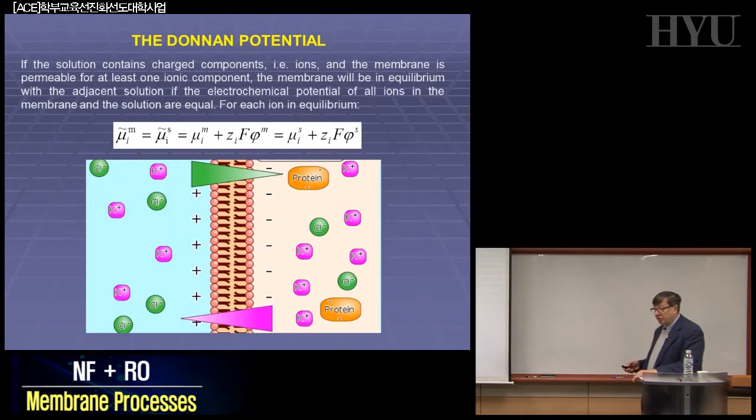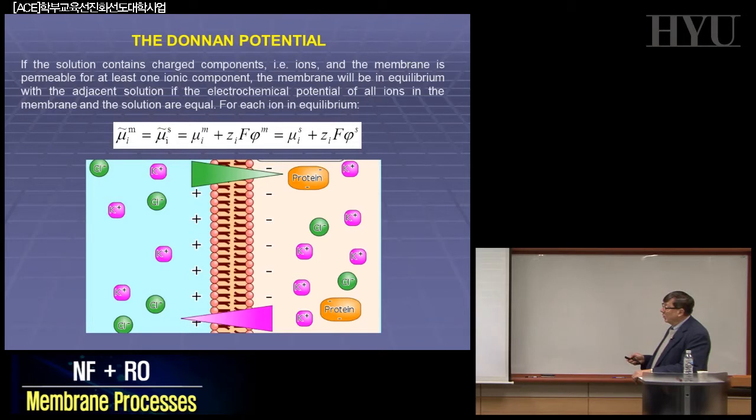Now, what is the Donnan potential? If we have a solution containing ions, charged components, and a membrane that separates these two solutions, assuming that at least one of the ions can permeate and go across, if we want to have equilibrium in the system at the interface between the membrane and the solution, the electrochemical potential of the species has to be equal in the membrane phase and in the solution. And that is the expression of the electrochemical potential in the system.